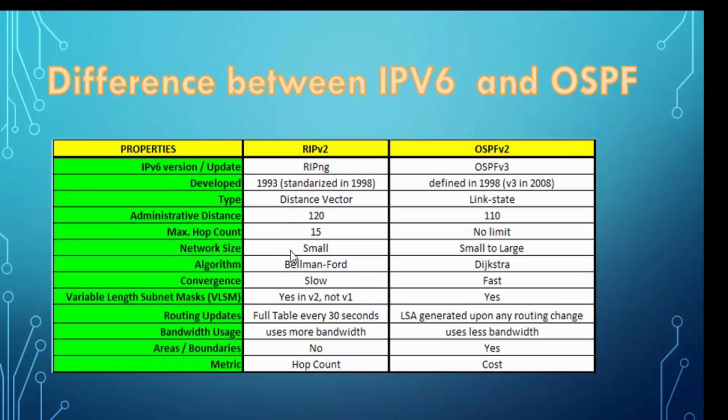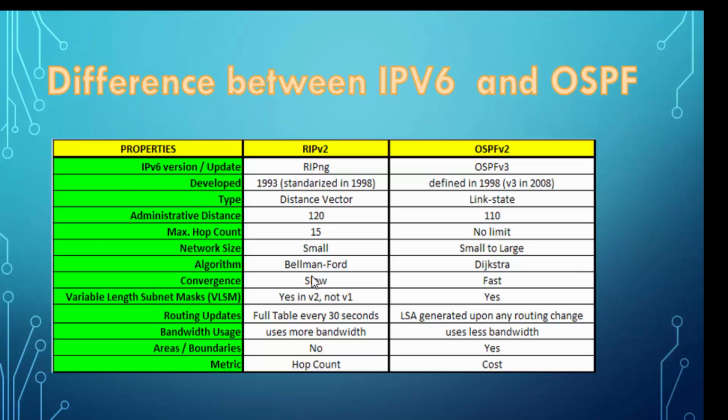Network size: RIP was designed for a small network, and OSPF by design could be small or large, so it doesn't have any issue with that. They use two different kinds of algorithms to calculate everything. The convergence time is slow. That's a drawback that RIP has, and OSPF is fast.